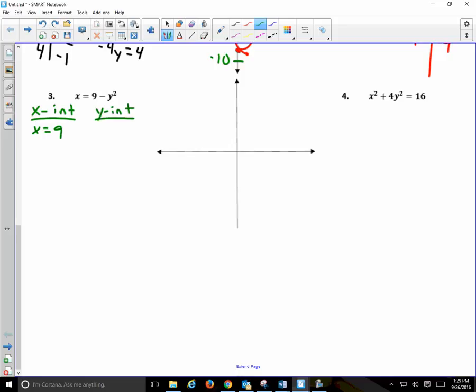Y-intercept. 0 for x, so 0 equals 9 minus y squared. Ooh, factoring for y. How do you solve that? Yeah, you could add the y squared over, or you could factor it. Either way, you have to know that you get two solutions. If you do not list both solutions, it's not correct. So if x is 0, y is positive or negative 3. So does anybody know what kind of shape we're getting? Yes, we're getting a sideways parabola.